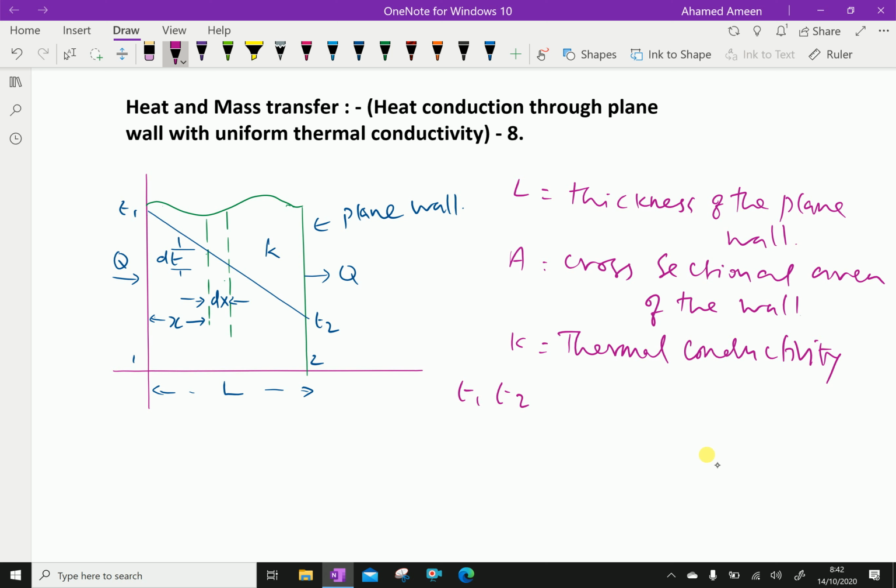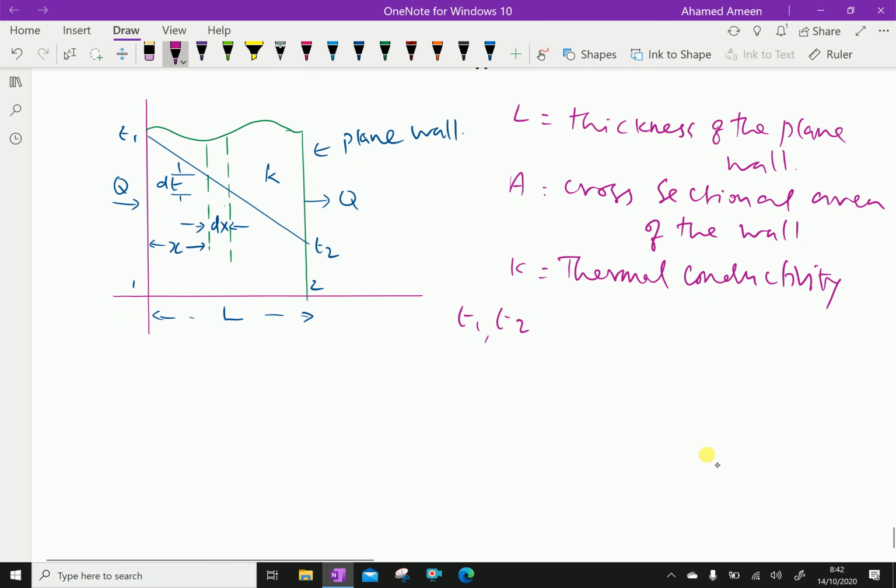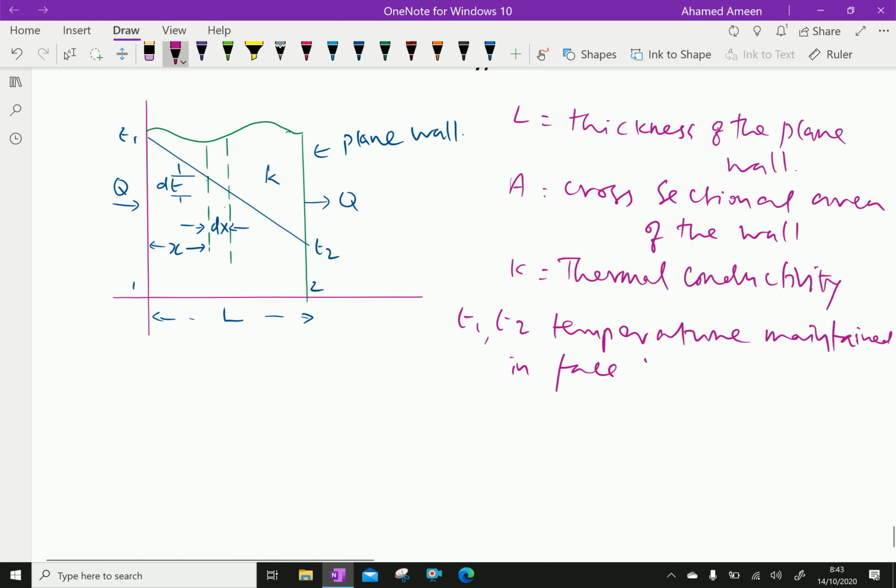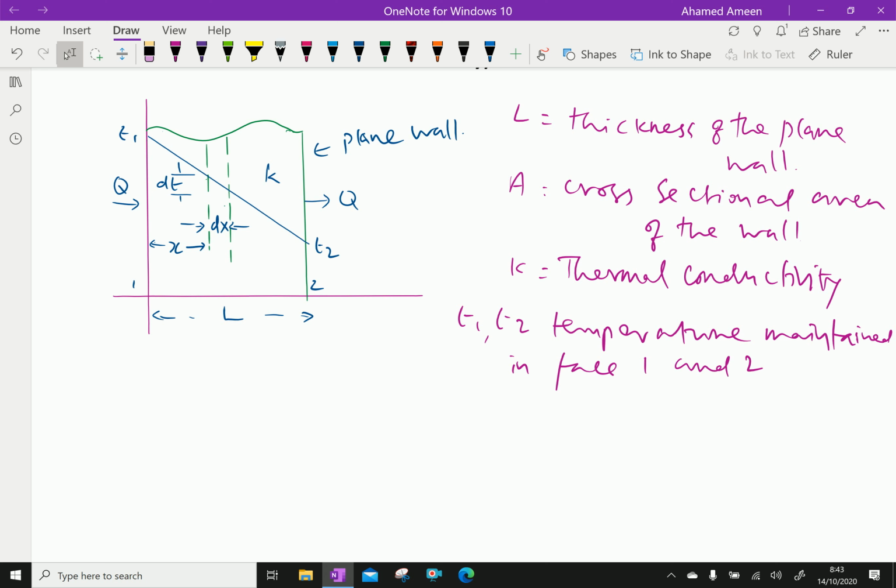T1 and T2 are the temperatures maintained on phase 1 and 2. Here, the temperature at phase 1 is T1 and at phase 2 the temperature is T2.